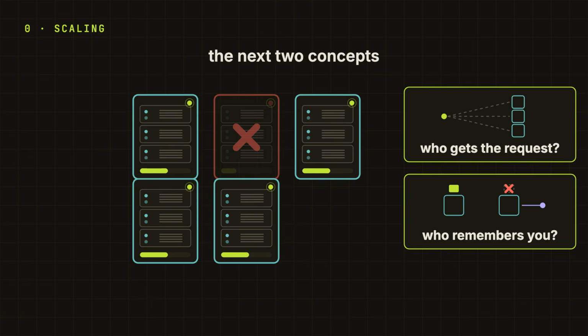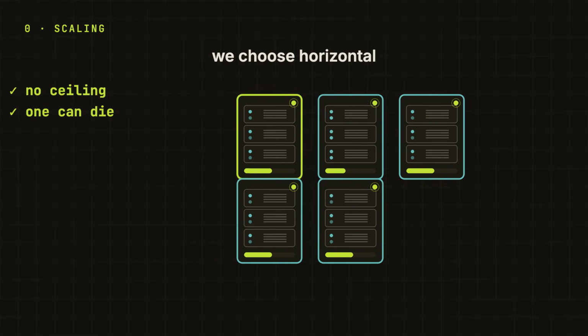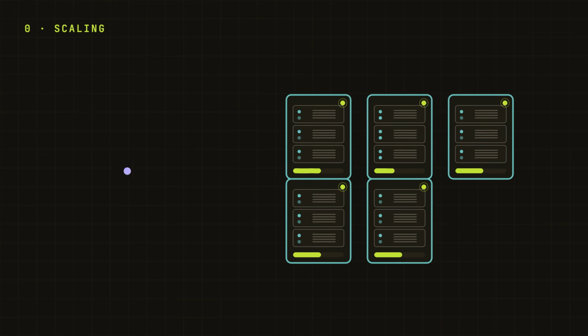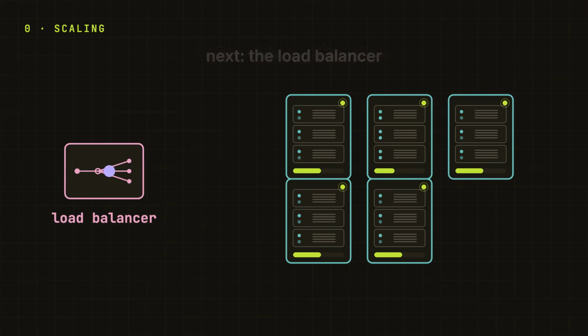So in our store, we choose horizontal scaling. Many servers, no ceiling, no single point of failure. But the moment you have many servers, you hit an obvious question. When a request comes in, which server should handle it? And the answer to that is one of the most famous components in all of system design, the load balancer.